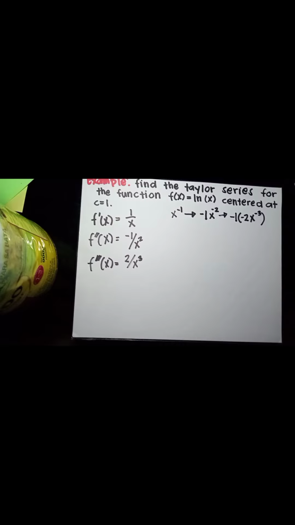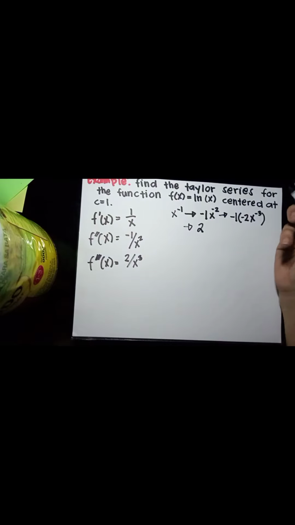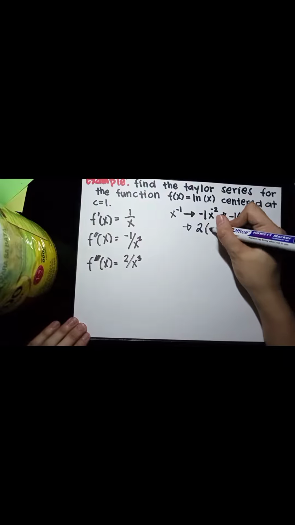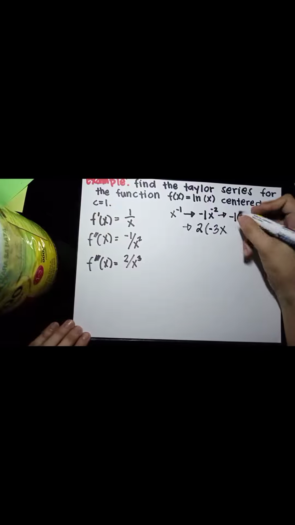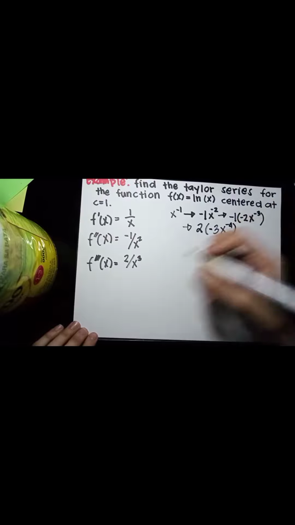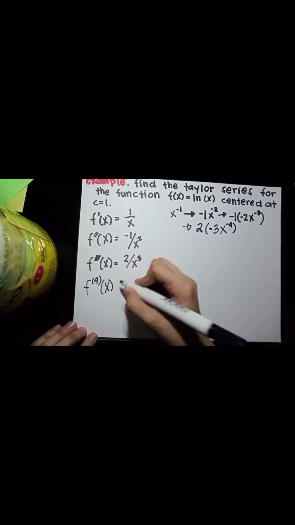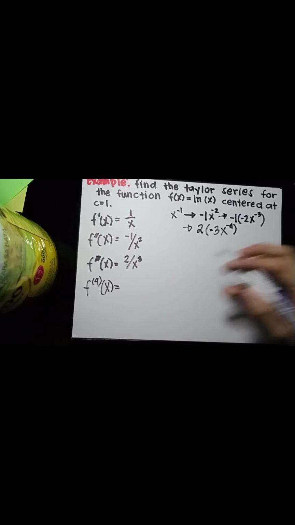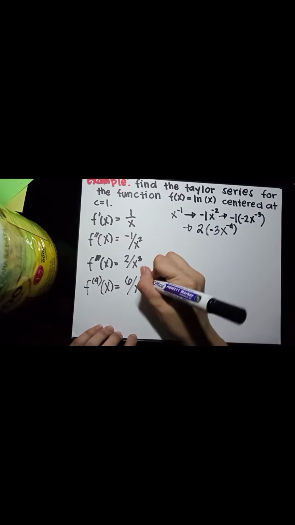And then to find the fourth derivative, negative 1 times negative 2 is equal to positive 2. And then we need to take the derivative of x to the negative third, so this will be equal to negative 3 times x to the negative 4. So f four prime of x is equal to negative 6 over x raised to 4.